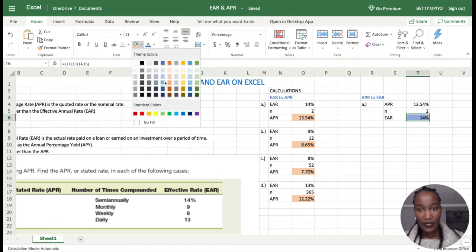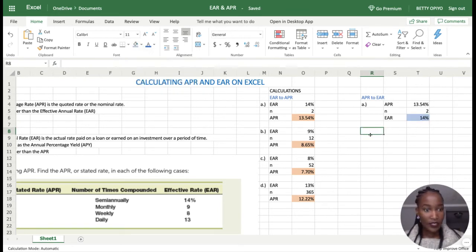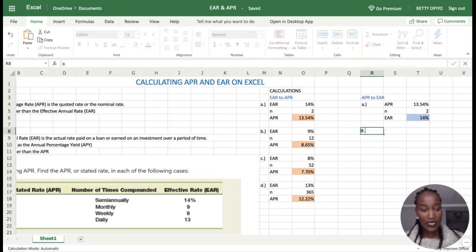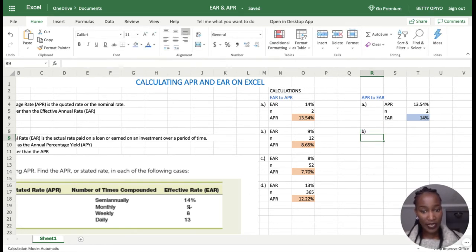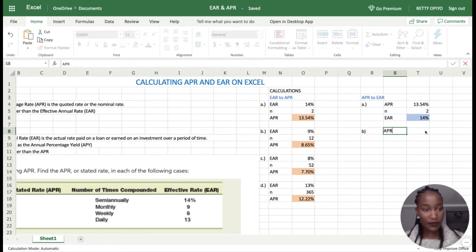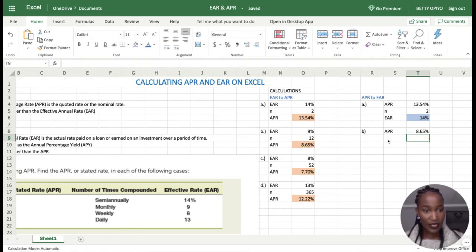For part B, we know that our answer is going to be 9%, but how do you find that if you're given an APR of 8.65? We are doing it the other way around, where we have the APR as the answer that we calculated before. And then we know the number of compounding periods because it was monthly, so we still have 12 as our compounding periods per year. And then we're looking for the EAR. The answer should be 9%.